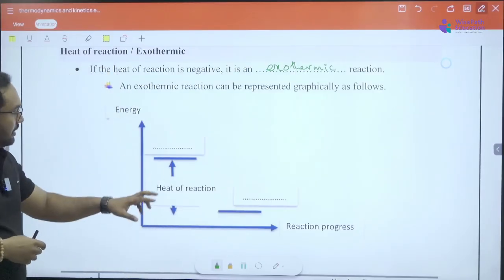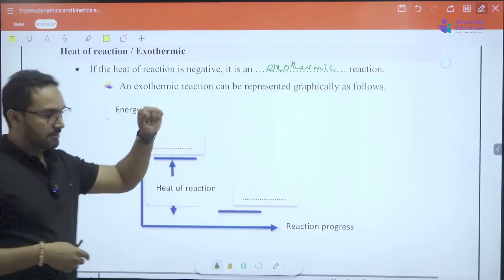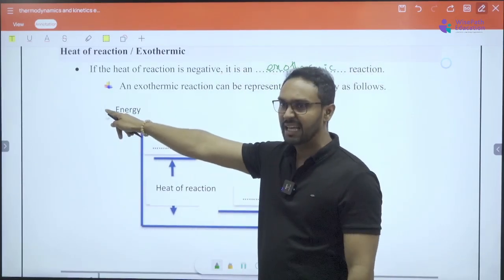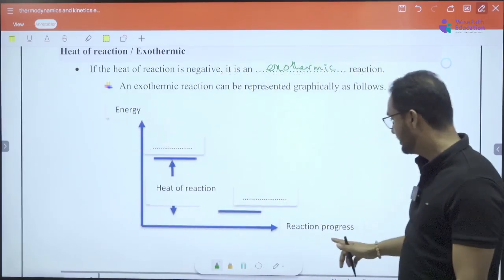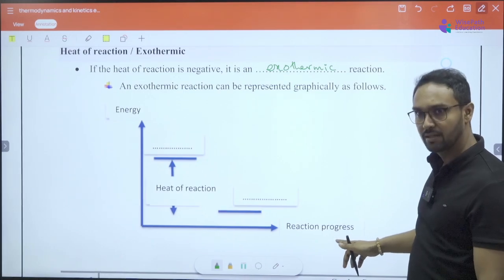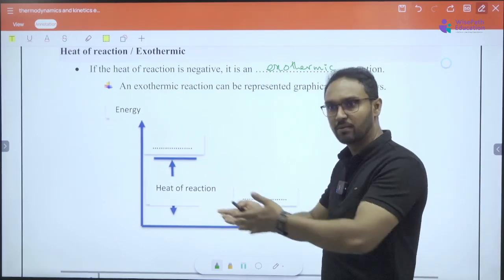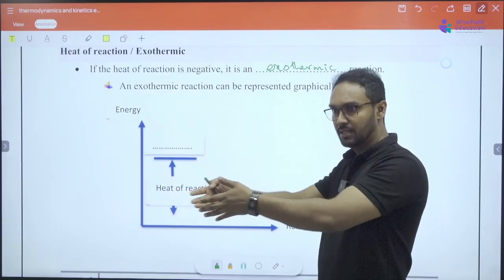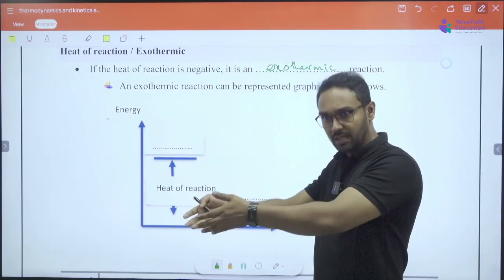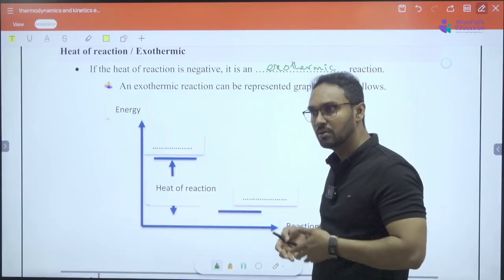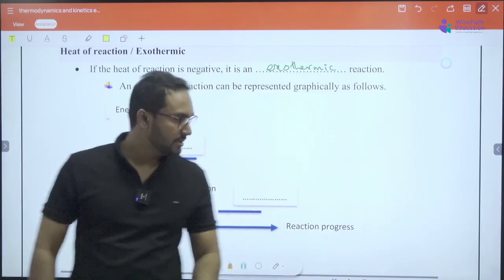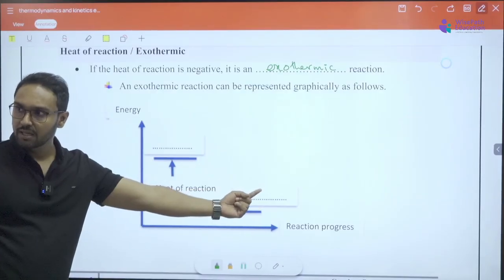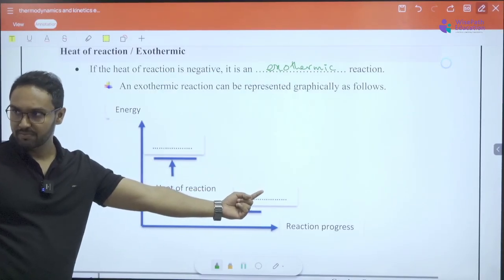So now in an exothermic reaction, come to this point. The two axes are there. One is the energy. The other axis is reaction progress. The reaction usually happens forward, from the reactant to the products, right? So the reactant is supposed to be here and the product supposed to be in the front.